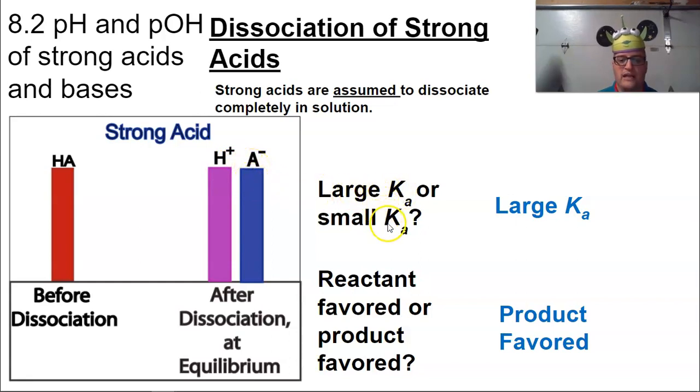Now, large Ka or small? Very large. All products, very little reactants. Ka is products over reactants, therefore it's going to be very large. Just like we said, product favored, much more product. That's what makes these far simpler.